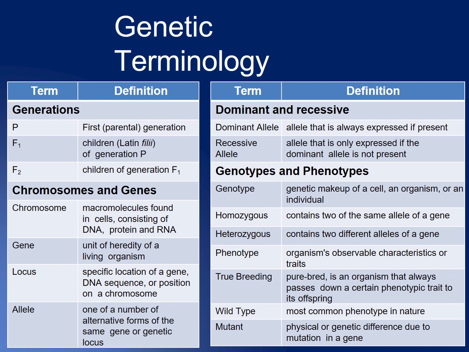Now, true breeding fly. What is true breeding? It is a pure breed. It's an organism that always passes down a certain phenotype trait to its offspring. Wild type is the most common phenotype in nature, while mutant is the physical or genetic difference due to mutation in a gene.